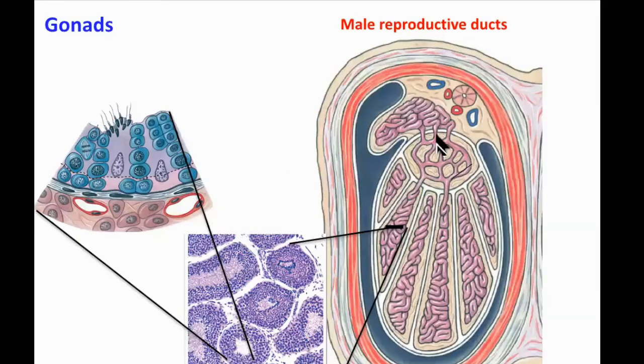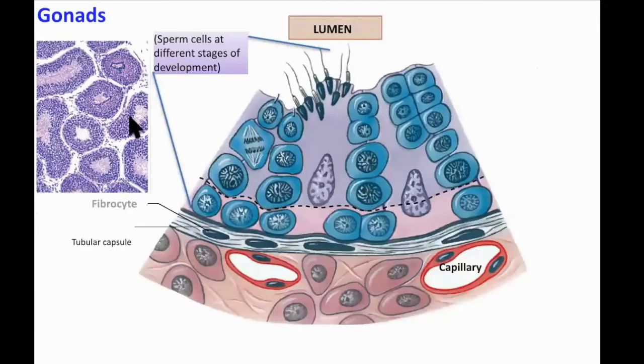So again, here is the testes with the seminiferous tubules. Here's a cross section over here. And then this little cartoon picture is a representation of a little section of that tubule. So here's that section again. When you look at most of the cells in here, they are sperm at different stages of development. The earliest ones over here are dividing, and the mature ones move toward the lumen over there. So they're dividing a lot.